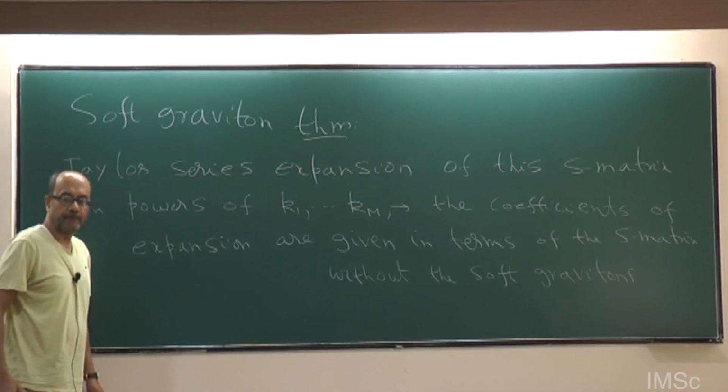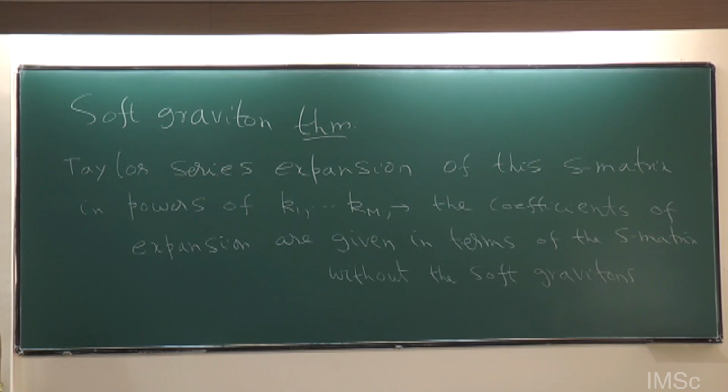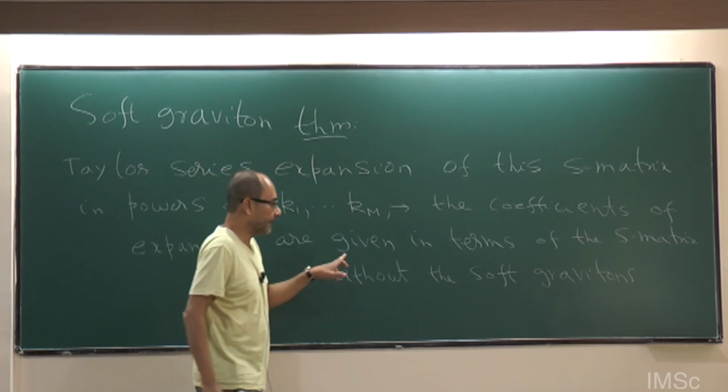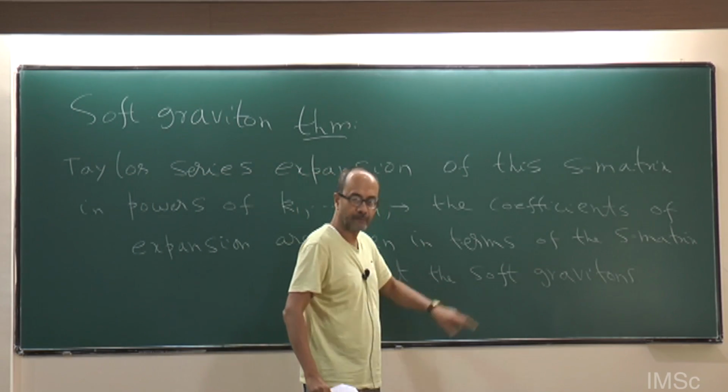Now it's certainly not a priori clear that it can be done. You have an S matrix which has certain finite energy particles and certain soft gravitons. We want to carry out a Taylor series expansion of the S matrix, which you can of course always do for any function. What is non-trivial about this Taylor series expansion is that the coefficients of expansion will be given in terms of the S matrix without the soft gravitons.